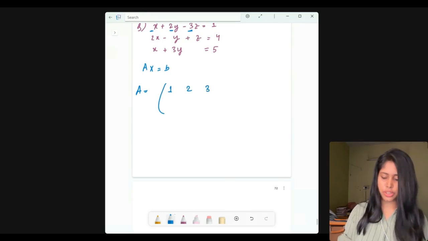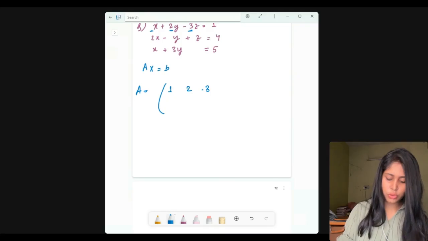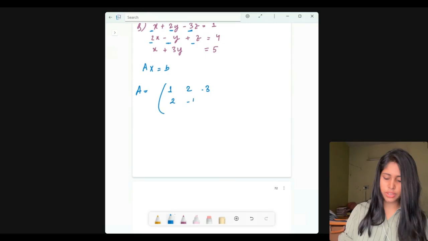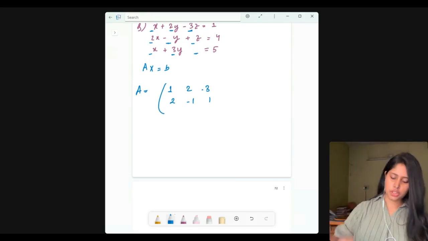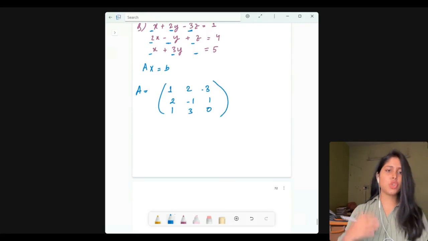Minus 3 actually. Okay, so then coming to the next row, which is 2, minus 1, and 1. Next is 1, 3, and 0, because there is no value of z, right? So just write 1, 3, and 0. So this is your coefficient matrix. You have already done it.